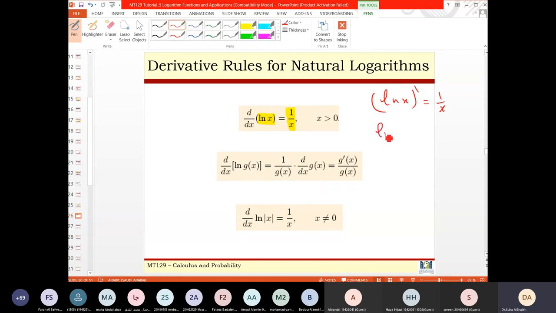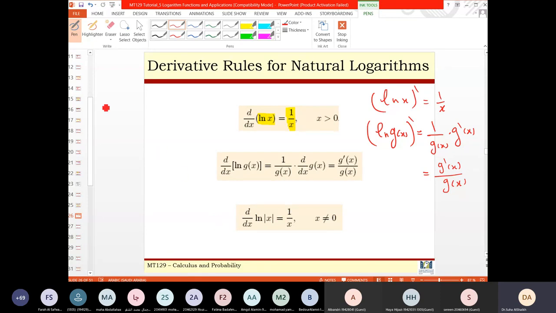Now, the derivative of ln of another function g(x) inside it. Again, we apply the same rule. It's the derivative of the ln, which is 1 over g(x), multiplied with the derivative of what is inside, which is g dash of x. So simply we can say it is g dash x over g(x) whenever it has a function inside it.